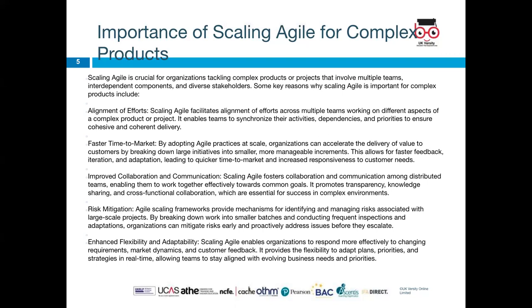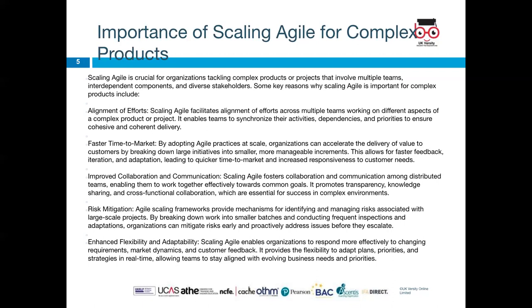Some key reasons why scaling agile is important for complex products include: 1, alignment of efforts, faster time to market, improved collaboration and communication, risk mitigation, enhanced flexibility and adaptability. What is alignment of effort? Scaling agile facilitates alignment of effort across multiple teams working on different aspects of a complex product or project. It enables teams to synchronize the activities, dependencies, and priorities to ensure cohesive and coherent delivery.